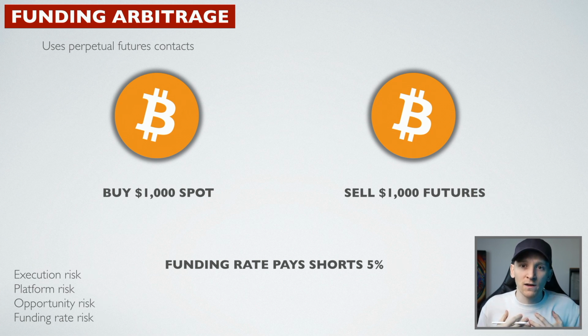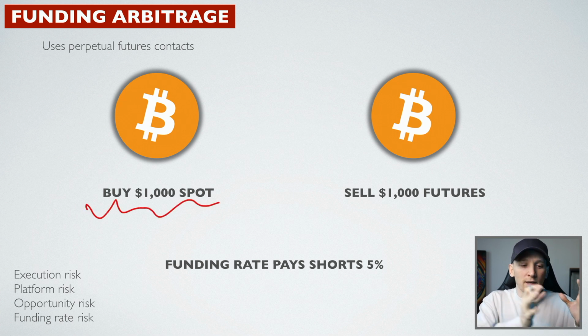So for us to receive that funding, we need to take a short position in the futures market because shorts are getting that funding. So what we do is we buy $1,000 in the spot market and we cash settle that. So we own $1,000 of BTC. We take a short position in the futures market of the exact same amount. And so we synthetically sell BTC. We have a short futures position.